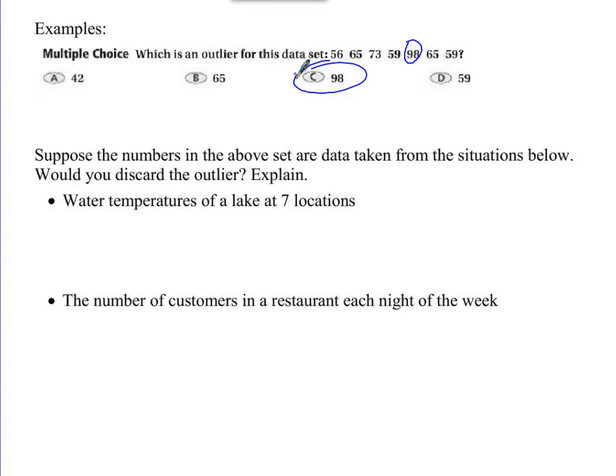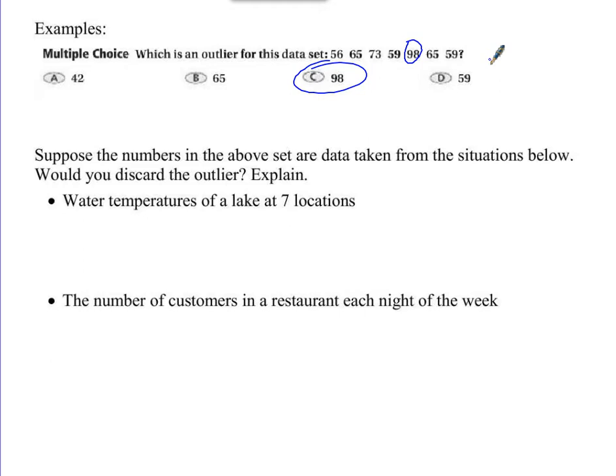Suppose the numbers in the above set, so we're still looking at these numbers right here, are taken from one of these two situations. Would you discard the outlier? Because a lot of times when we have outliers, we just kind of ignore them because they screw up our data. Would you discard the outlier here if we have water temperatures of a lake at 7 locations? That's where these numbers here came from. Why not? Because it depends what you're trying to do with the water temperature. Well, I just measured a bunch of water temperatures at 7 locations in that lake.